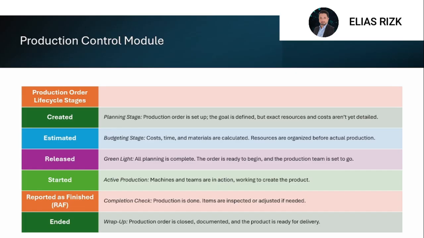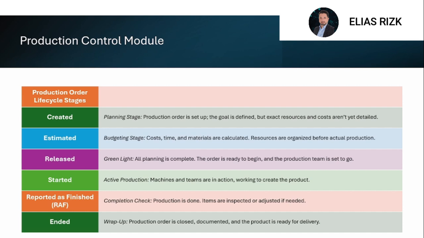And finally, we reach the ended stage. This is the wrap-up stage. The product is ready, everything is finalized, and the production order is officially closed. It's like the finish line, where everything is completed, documented, and ready for delivery. So these are the 6 stages of the production order lifecycle.